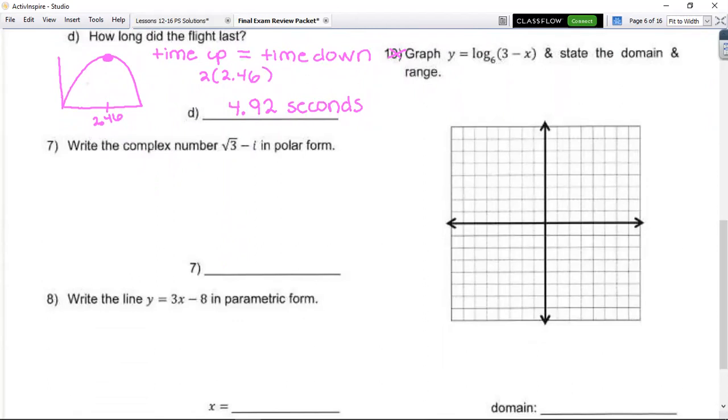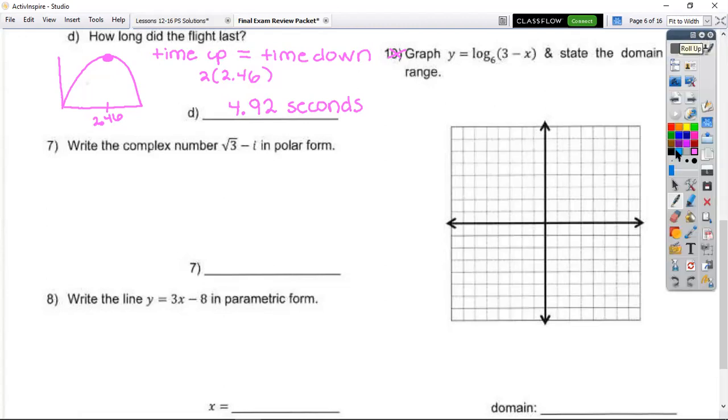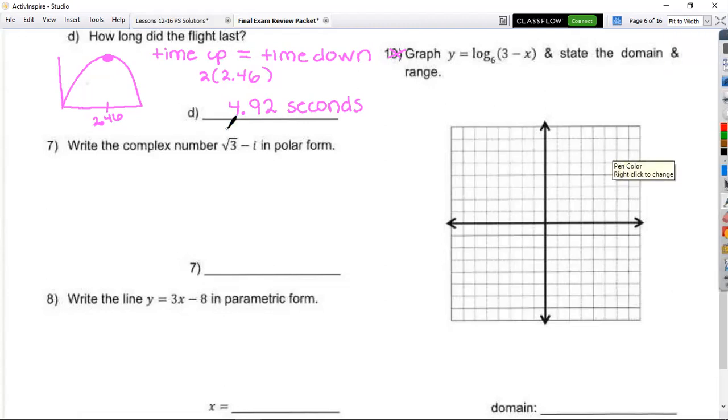So polar form is going to have what variables to it instead of x and y? Yep, r and theta, good. So we're in rectangular currently, and we want to take this into polar, r and theta. So r is right on your formula sheet if you need it. And r is equal to the square root of x squared plus y squared. So I would go radical 3 squared plus the 1 squared. Again, I'm omitting the negative because it drops. So r is equal to 2.